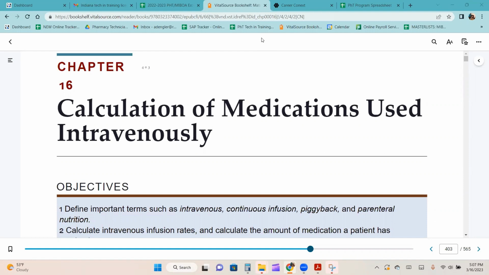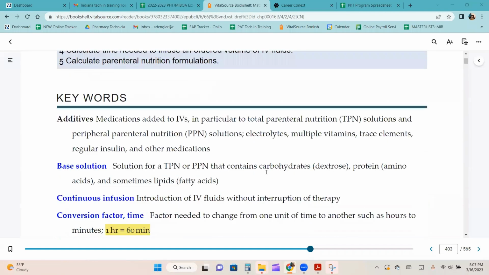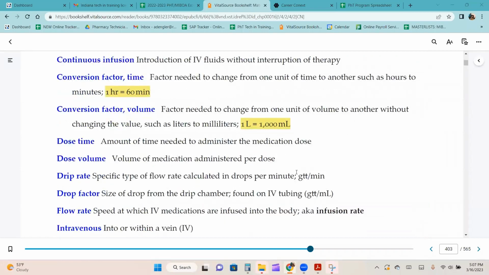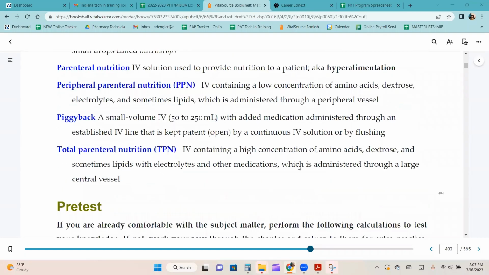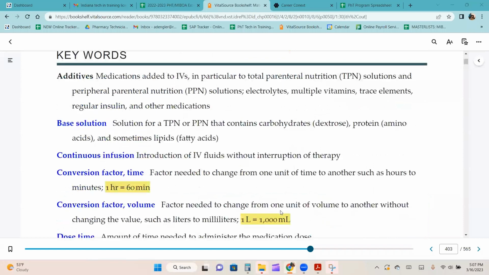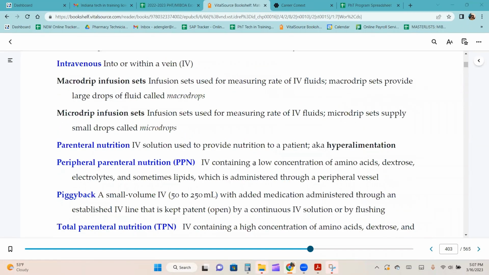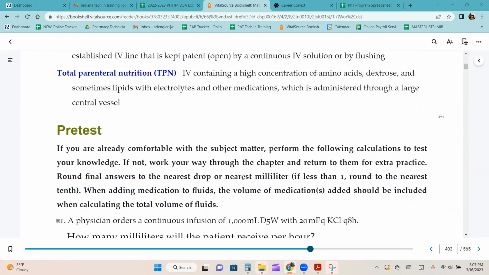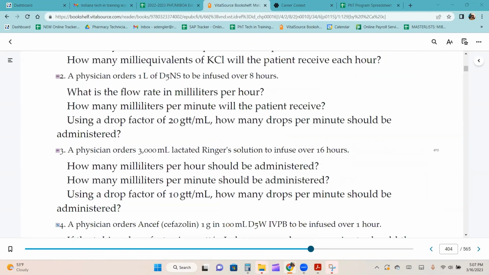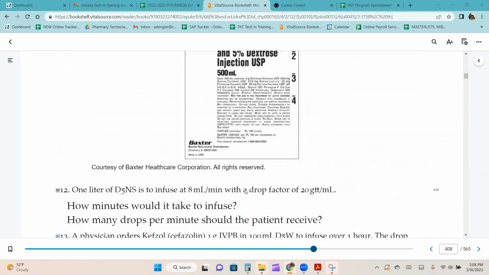Chapter 16, calculation of medications used intravenously. We have quite a few keywords here. Notice I've highlighted some of the conversion factors. 1 hour equals 60 minutes. 1 liter equals 1,000 milliliters. And we'll cover the rest in the chapter. We'll skip past the pretest unless you're feeling confident.